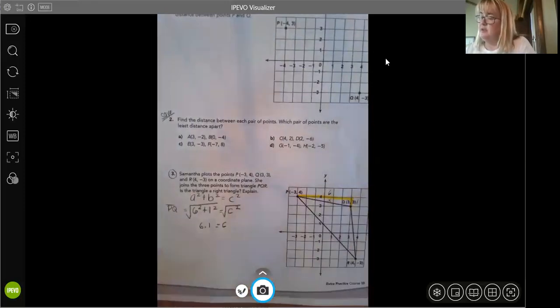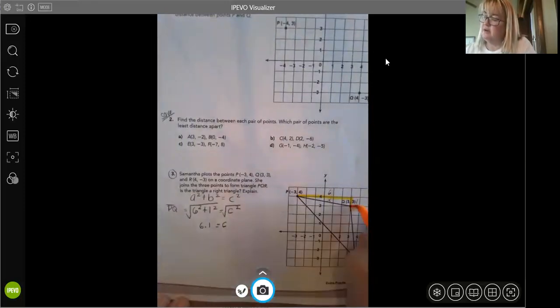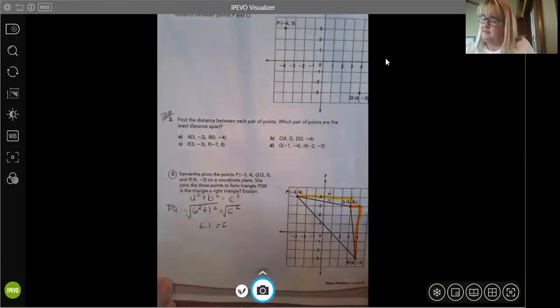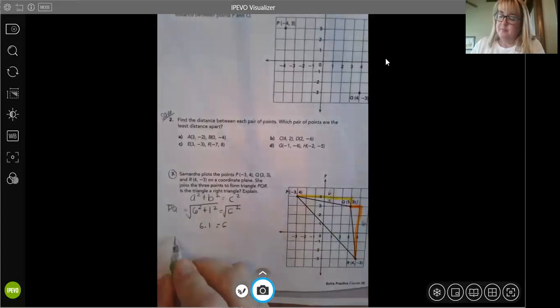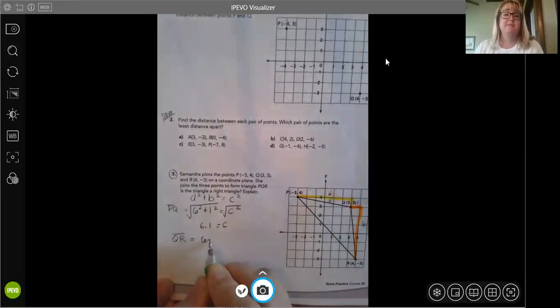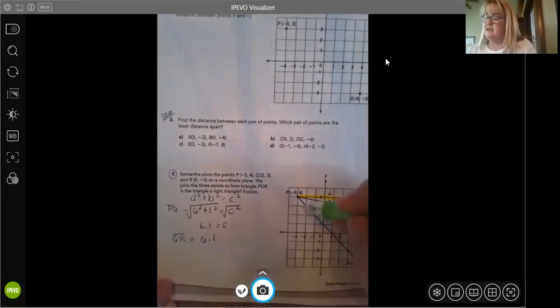Now let's find the length of this leg of the triangle. Again, I'm going to connect the dots using our grid lines to make a right triangle. The length of this leg is 1, and the length of this leg is 1, 2, 3, 4, 5, 6. It's also 6. So since this is 6 by 1 and this is 6 by 1, we already found it. So QR is also 6.1.